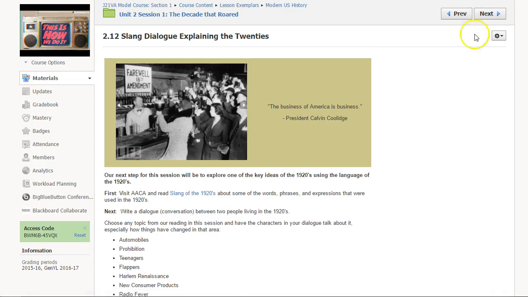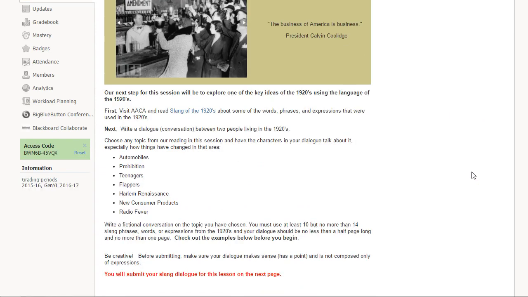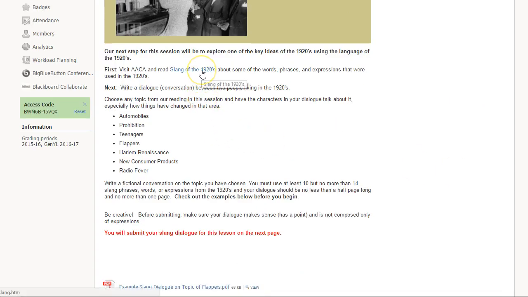Next, they're doing something kind of fun. This was a hangover from an older version of this class. They are reading about the slang of the 1920s, and then they're actually writing a conversation between two people living in the 1920s about one of those key areas. So the things in the graphic organizer that they looked at that really drastically changed in the 1920s, they're going to write about one of those topics using the slang of the 1920s.